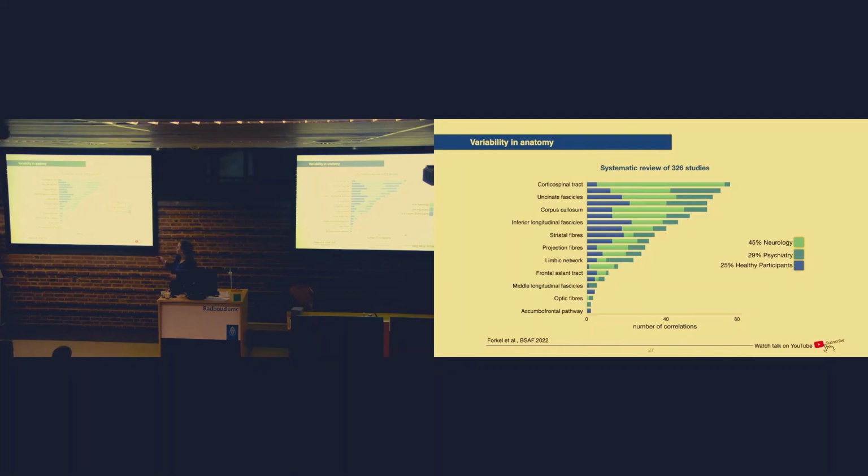Then another thing is that within each tract, we can see that some of them are more prominent in some disciplines. If we take the corticospinal tract, that is a very prominent connection to be studied in neurological and neurosurgical patients, but it's a lot less studied in healthy controls and psychiatric patients. And that profile changes depending on which tract you look at.